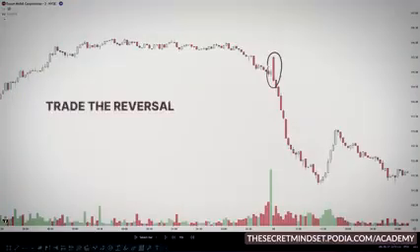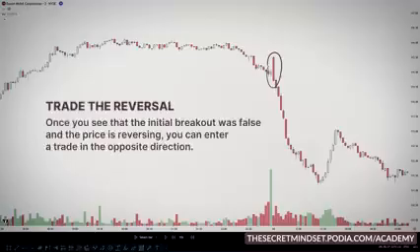One of the best ways to capitalize on kicker patterns is to trade the reversal. Once you see that the initial breakout was false and the price is reversing, you can enter a trade in the opposite direction. For example, if you see a bullish kicker and the price quickly reverses after the gap, you can enter a short position, expecting the price to continue downwards.